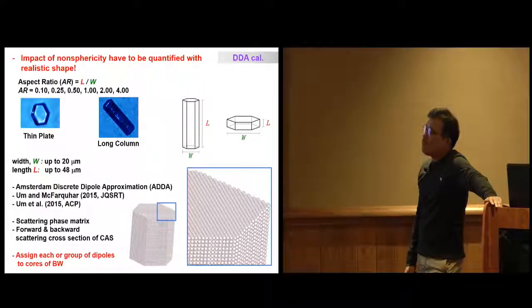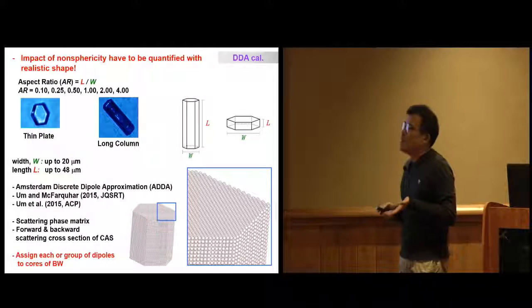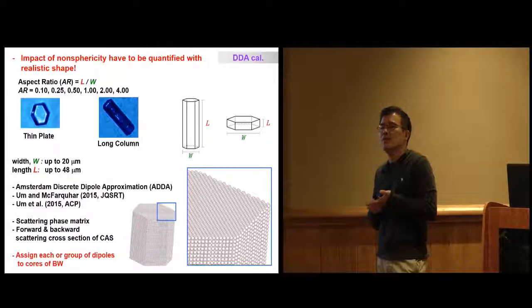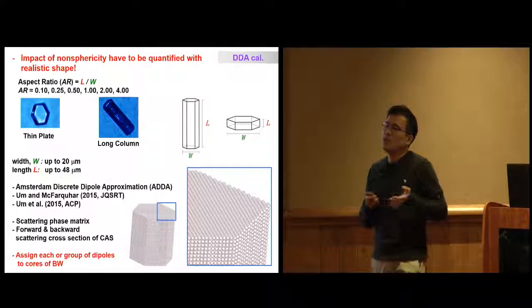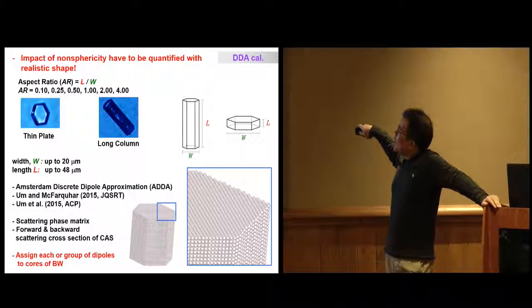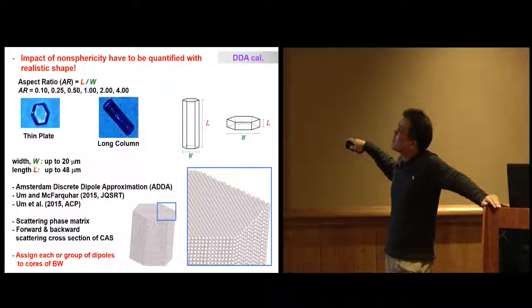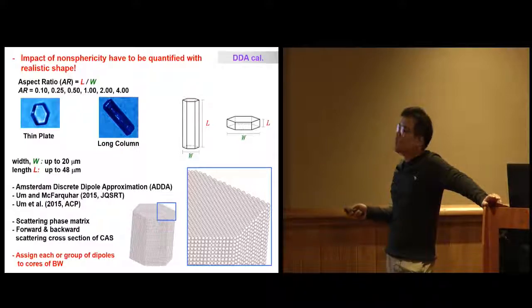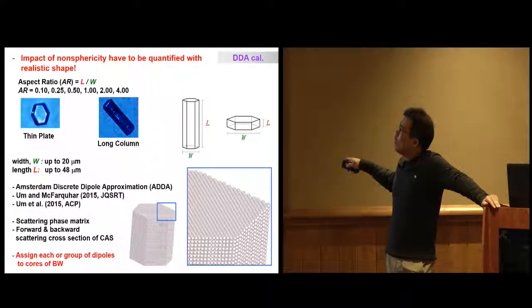So we have to quantify this impact of non-sphericity of natural ice crystals on forward scattering probes using realistic shapes. A hexagonal column's shape is defined by length and width, and their ratio is called the aspect ratio. So we selected 6 different aspect ratios from thin plates to long columns.